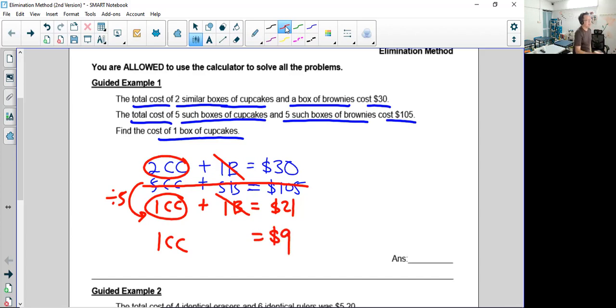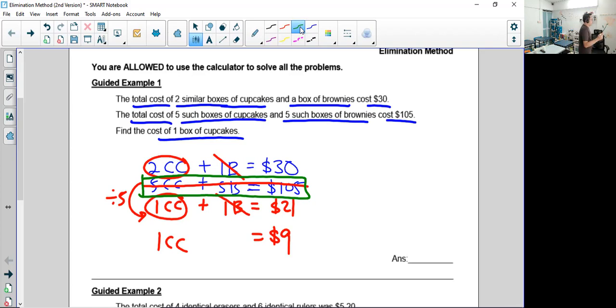So you can see immediately how much one box of cupcakes is. I get $9 already. So it's pretty fast. You have to look at the entire statement, the box of brownies and the cupcakes together, and then you have to play with it. So how do you play with it? You divide by 5 to get one box of brownies and one box of cupcakes, and then you minus to get how much is one box of cupcakes. So it's quite fast for this way of doing.